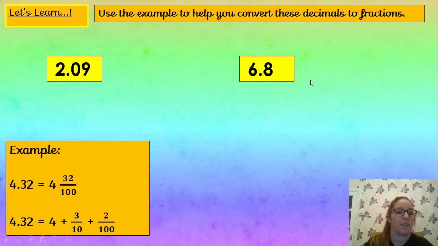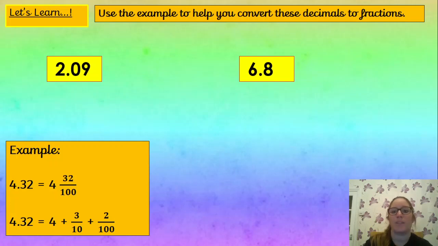Okay, so at the bottom down here, you can see that we've got 4.32, which is our decimal. So we're going to change it to a fraction. So 4.32 as a fraction is going to be 4 and 32 hundredths. Now we can expand that and say we've got 4, add 3 tenths, add 2 hundredths. Okay, pause the video whilst you write those ones, or just have a discussion about it, have a look, and then come back to me when you're ready for the answers.